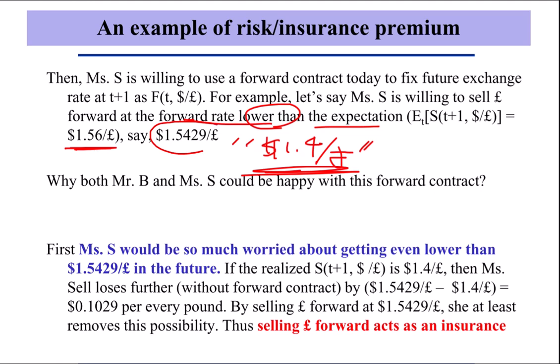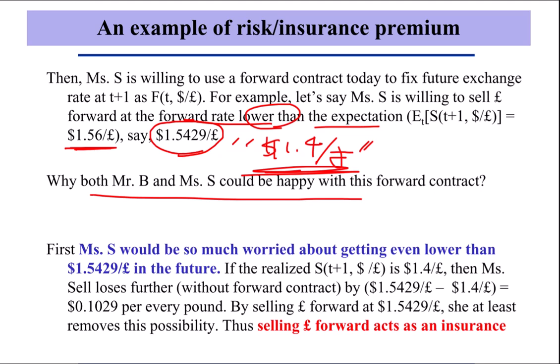Let's say Miss Sell is willing to offer the 1-year forward rate slightly lower than the market expected rate, and Mr. Buy is willing to be the counterparty of the contract, buying pounds forward in this example. Why could both be happy while the forward rate, 1.5429, is lower than the market expected future spot rate?